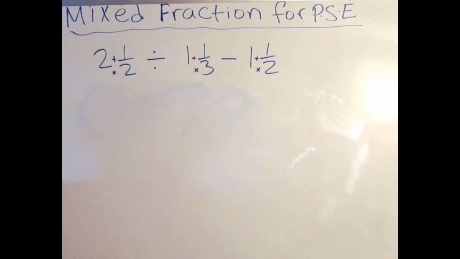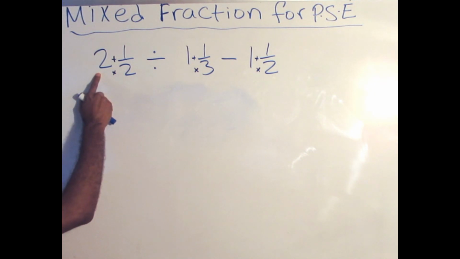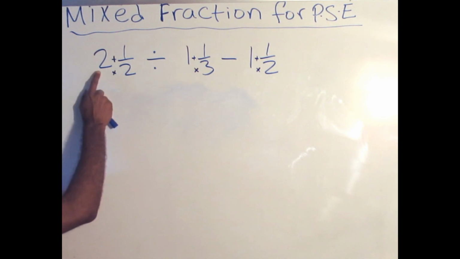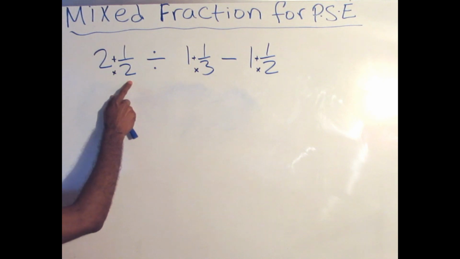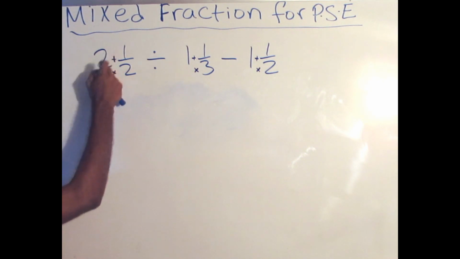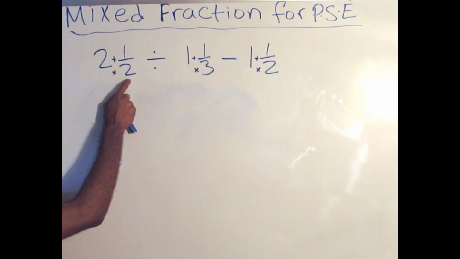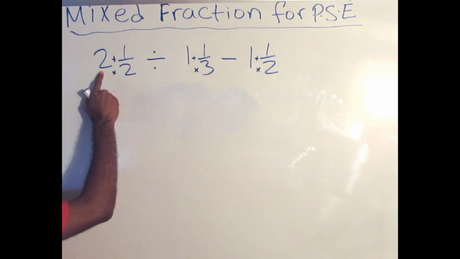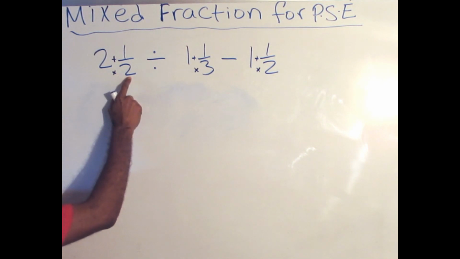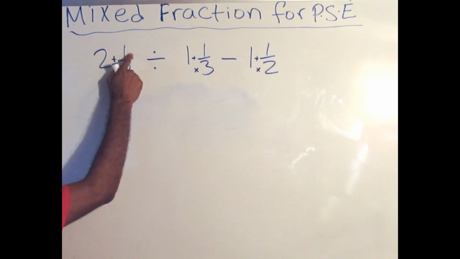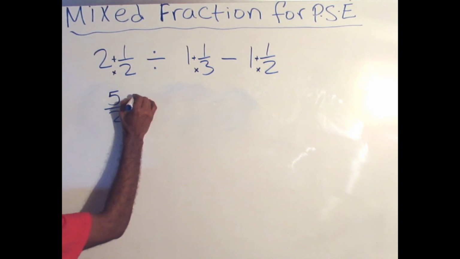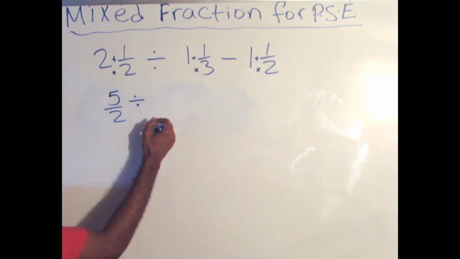The first thing we want to do in this problem is to change our mixed number to improper fractions. And in order for us to do that, we'll multiply our whole number with our denominator, and we're going to add it with the numerator and put our answer under our same denominator. So let's do that, and we get along with the problem. So we're going to change 2 1/2, so it's 2 times 2, which is 4, plus 1, so it's 5, over 2, divided, our same sign.